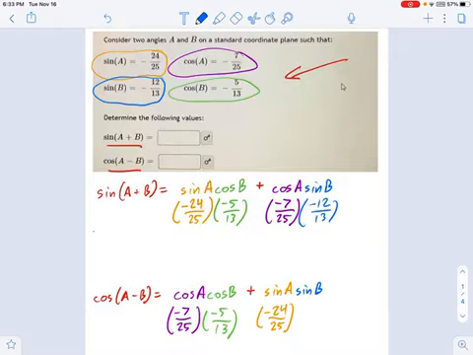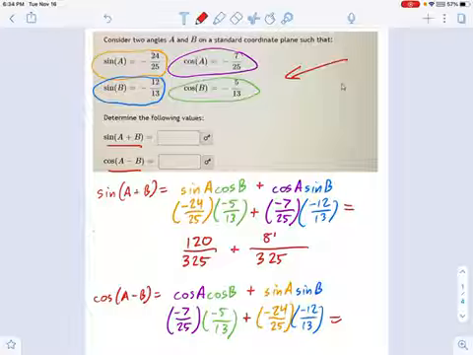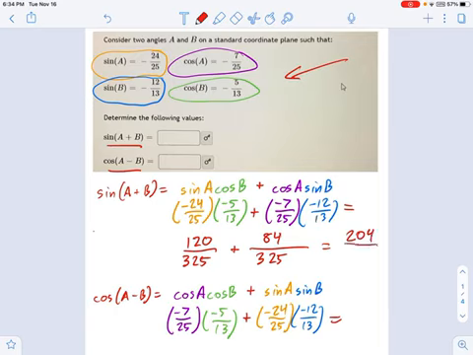So, negative 24 times negative 5, 120. So that's 120 over 325, I think. There we go. 120 over 325 plus something else over 325. Okay, 7 times 12, 84, I think. Okay, so this one equals 204 over 325. And that's as far as you need to go.